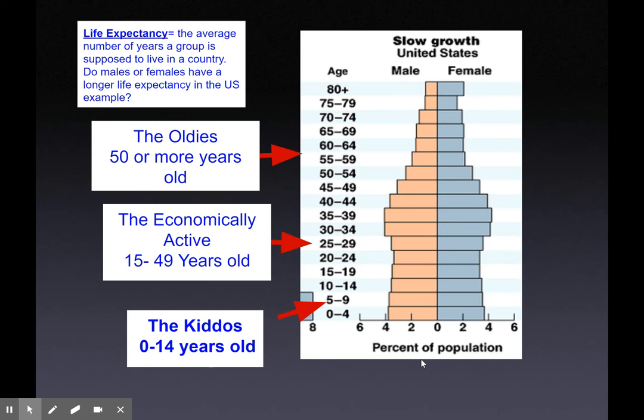And you can look at the United States in specific. We talked about this in the last slide, but our growth is slowing down compared to somewhere like Kenya, where there's a lot of people being born and not as many older people. But you can see in America, our middle, the economically active, so the people in the workforce, is a large portion of our population.